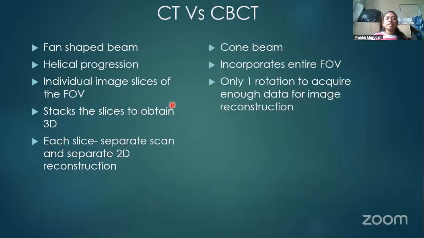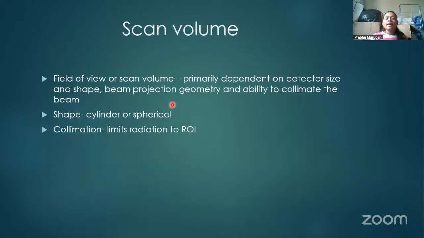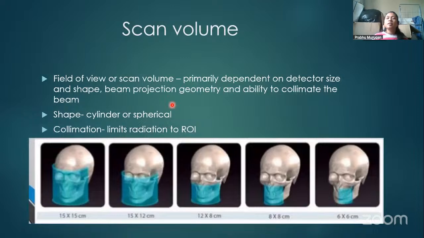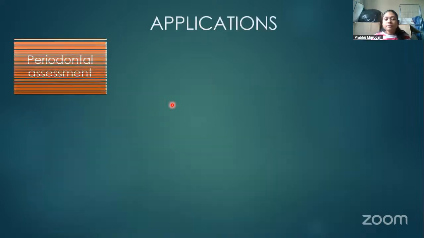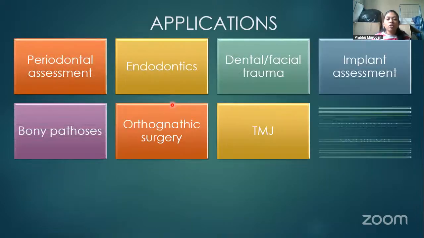This difference I've already spoken to you. Scan volume basically depicts the region of interest only. For example, if you need only sectional CBCT, the FOV is going to be reduced, that is the field of view will be reduced. In case you want the entire maxilla and mandible, the FOV has to be adjusted accordingly, and it can even cover up to the skull. So the FOV can be adjusted according to the region of interest. Applications, obviously, we all know this.